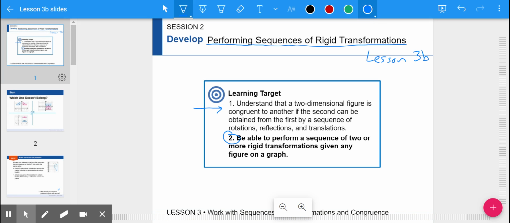Thinking about our goals of mainly performing a sequence of 2 or more rigid transformations given a figure on a graph. That's lesson 3B.